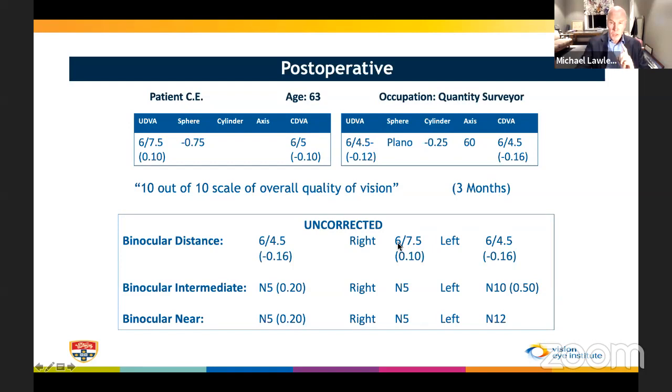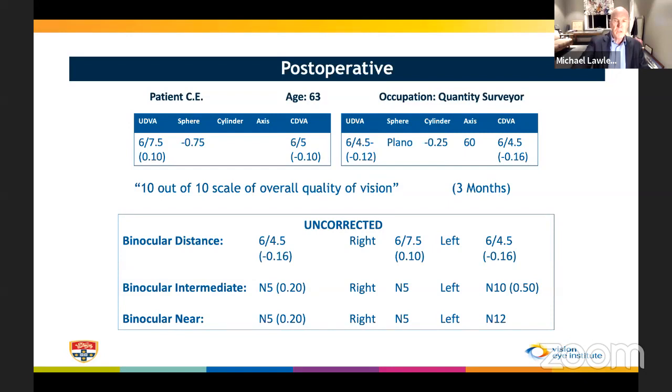The Vivity at minus 0.75 is a little forgiving because he's seeing an easy 6/7.5, because there is a little bit of give in this lens for small refractive errors. At intermediate, he's reading N5. You'd say, well, okay, I can get that with a monofocal with minus 0.75. And near, he's minus 0.75. Now, what the lens is doing, he's minus 0.75, but it's giving you about a diopter or a diopter and a quarter. So he's reading near the equivalent of a minus 2. And so that is how this lens works.